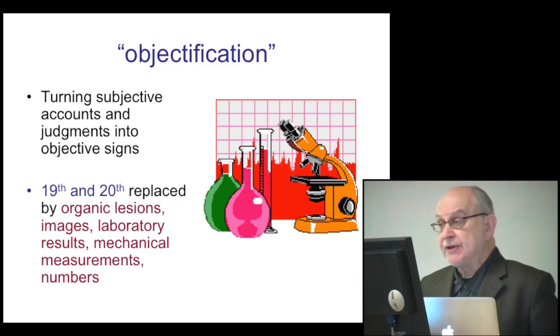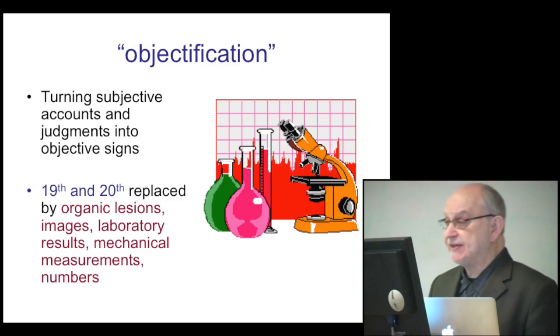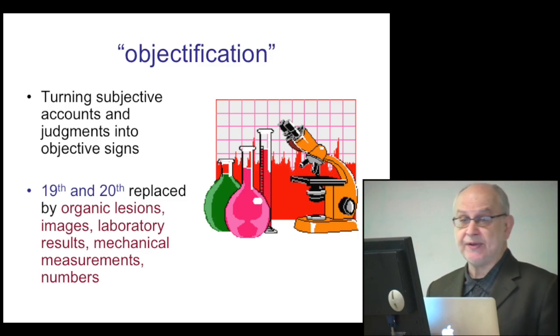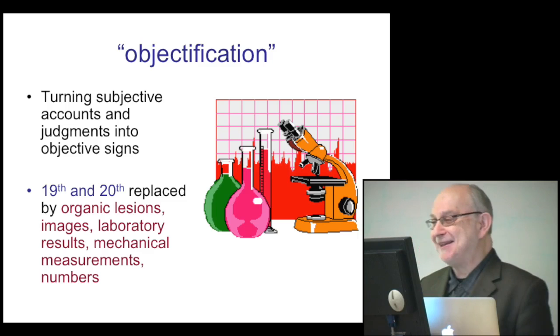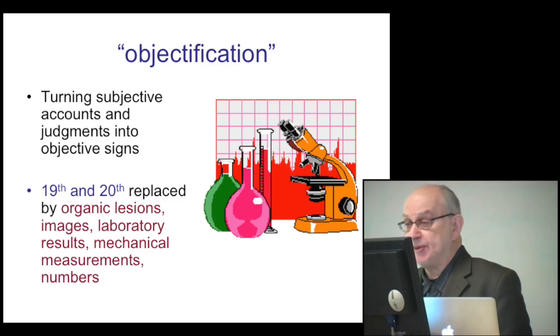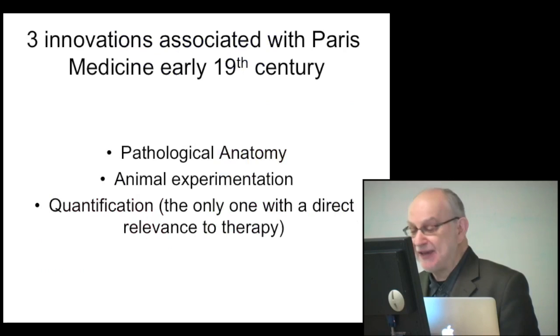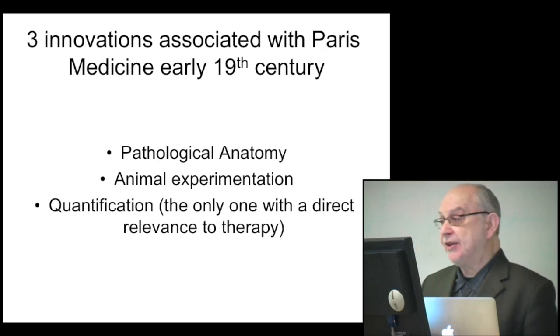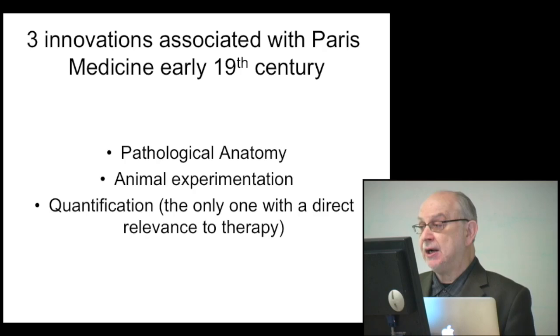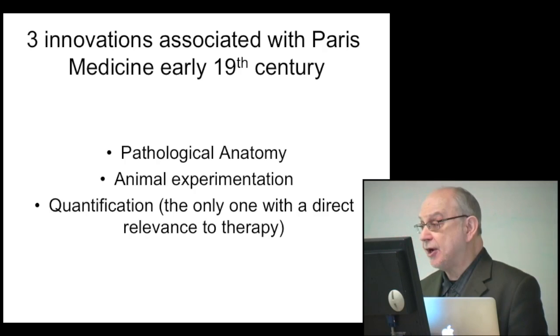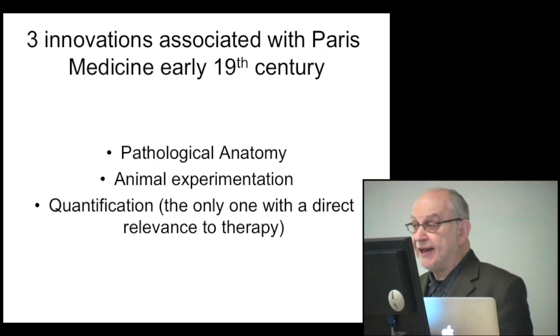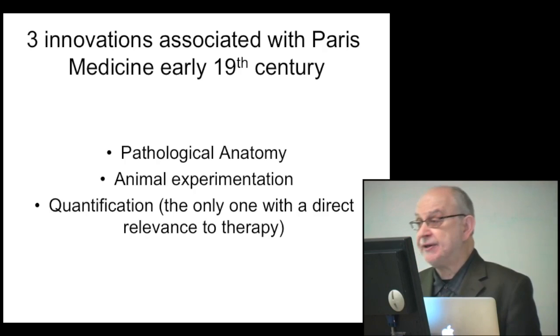So we're going to go back to the first half of the 19th century to three innovations that are usually associated with the Paris Clinic of the early 19th century. We've since learned that these weren't just Parisian innovations. These were more general innovations that could be seen in most of the great medical centers of Europe. But nonetheless, the scope of what was going on in Paris makes the identification with Paris medicine more or less acceptable. The first one is pathological anatomy, which was the correlation of symptoms during life with pathological lesions discovered during postmortem dissections, which led to the recognition of a large number of disease entities.